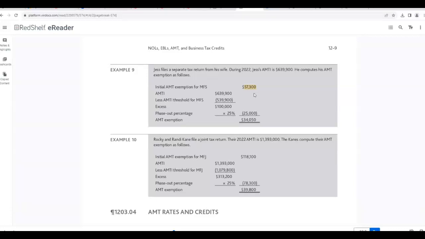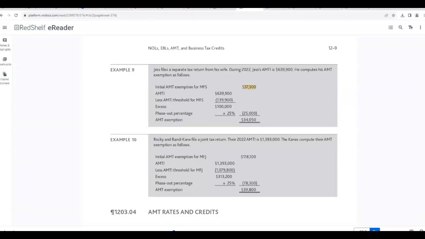So, go to the second problem. Wait, I have a question about this one. Okay, so for married filing separately, that should be the 59,050, right? But the AMT threshold, where are they getting that number from? How much is showing over there?